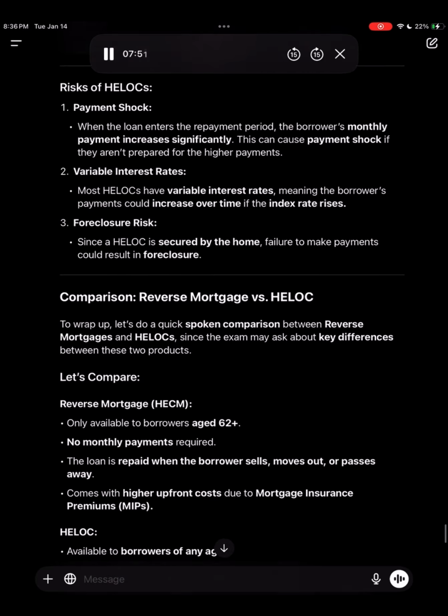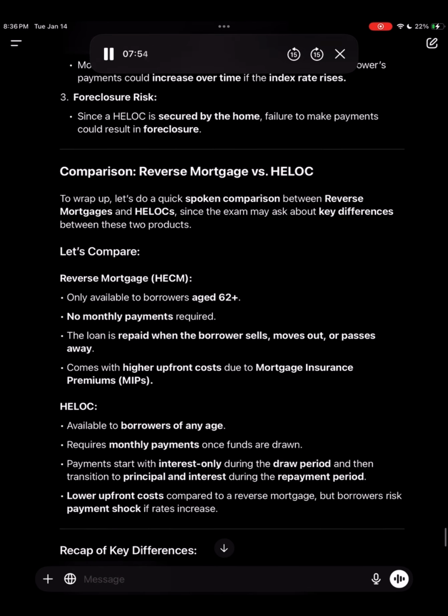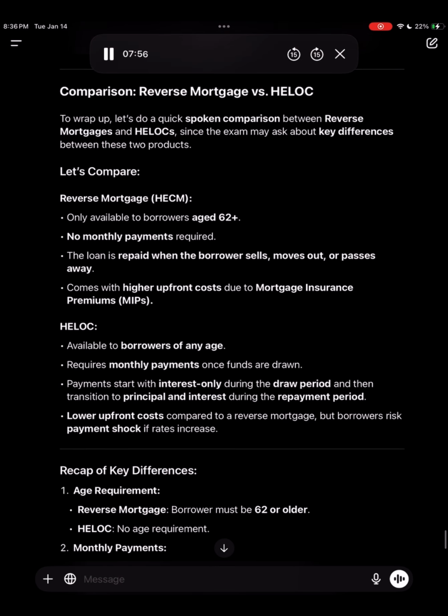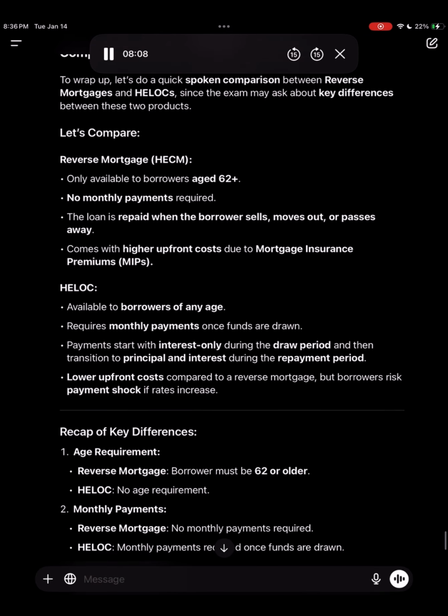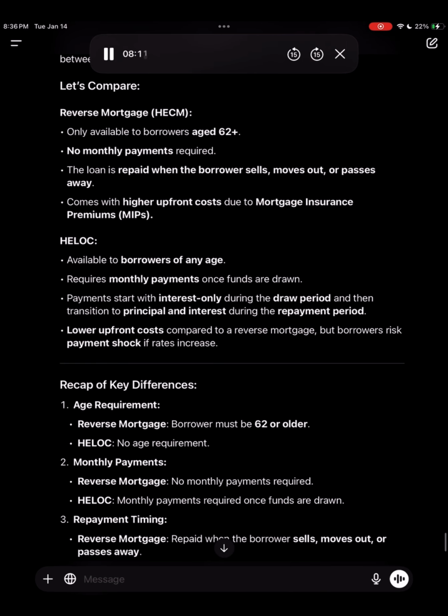Comparison: reverse mortgage versus HELOC. To wrap up, let's do a quick spoken comparison between reverse mortgages and HELOCs, since the exam may ask about key differences between these 2 products. Let's compare. Reverse mortgage, HECM: only available to borrowers aged 62 plus, no monthly payments required. The loan is repaid when the borrower sells, moves out, or passes away. Comes with higher upfront costs due to mortgage insurance premiums.